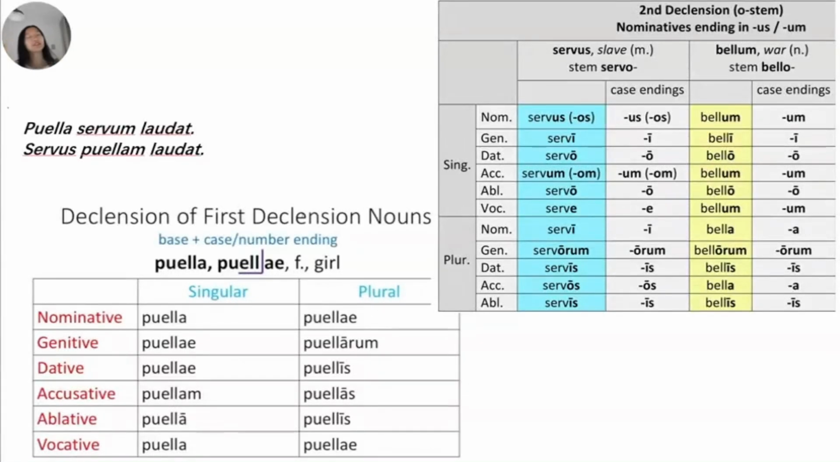Hello everyone! So as promised, here is a video explaining the different declensions and probably also explaining a little bit about the cases in Latin.